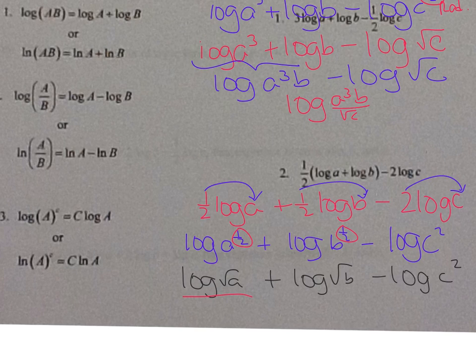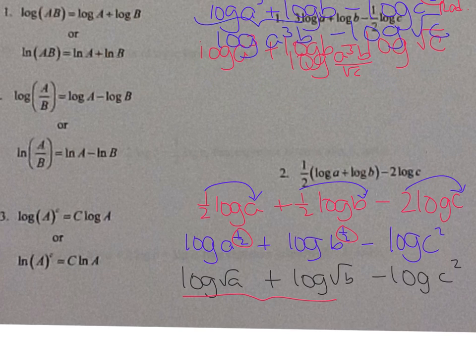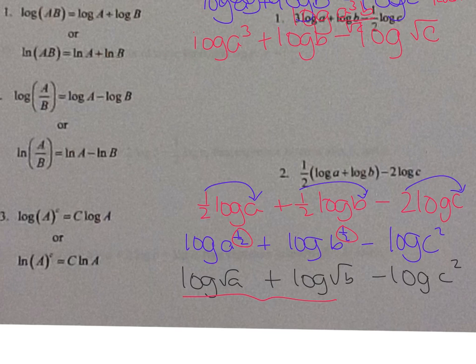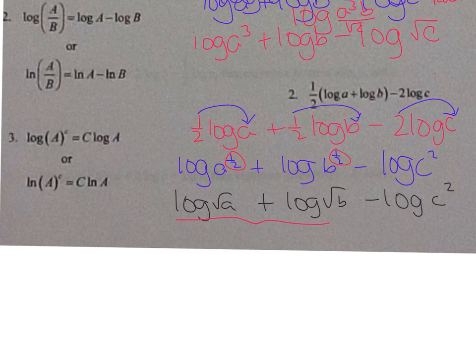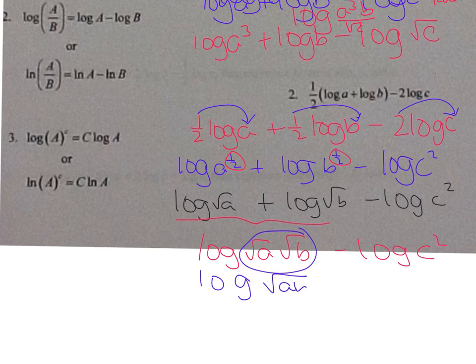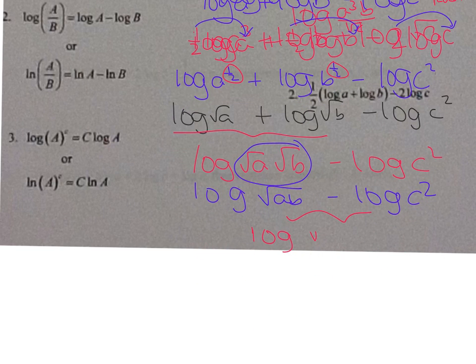Okay, now I could put these two back together with a multiplication, because remember, addition comes from them being multiplied. So this becomes log the square root of A times the square root of B minus log C squared. Now we wouldn't really write it like this. If they're both square roots, that means they both can go underneath one square root. So it's log the square root of AB minus log C squared. And now I can put these back together with a minus, with a division. So log the square root of AB over C squared.